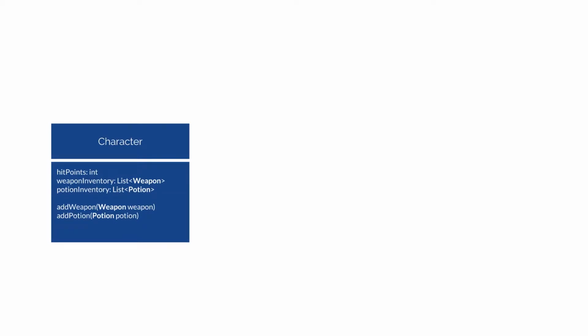So let's start with a class Character, which has a few fields defined here. It has hit points, an integer. It has weapon inventory, which is a list of weapons. And then a potion inventory, which is a list of potions. Character also has two methods or functions, add weapon and add potion, which take a weapon object and a potion object respectively.